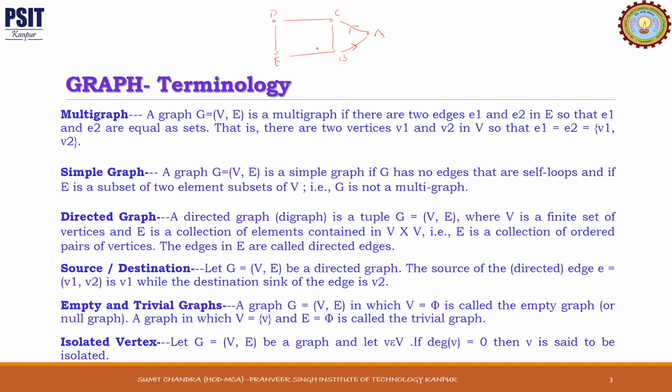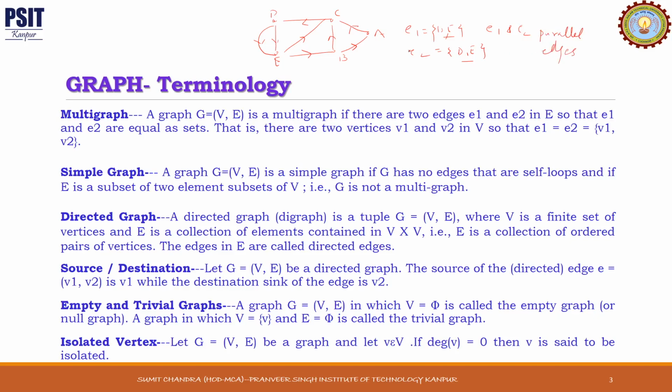Okay, and edges are given here. And suppose this is also an edge. So here we can see that edge E1 is also D and edge E2 is also D. So E1 and E2, since the pairs are the same, the same vertices are used here, these are called parallel edges.